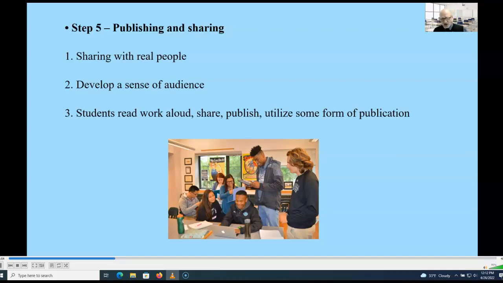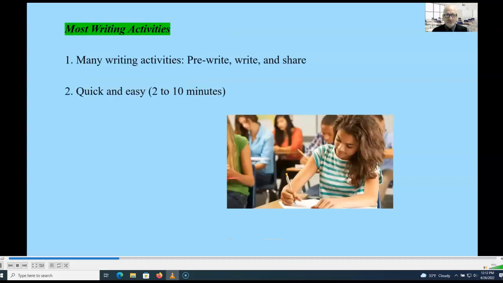Your students read their work aloud. They share, they publish. They utilize some form of publication online, in the hall, some form. This is what makes it come alive. This is how you develop a sense of audience. And this is what makes writing exciting, when students are able to share their writing with other students.